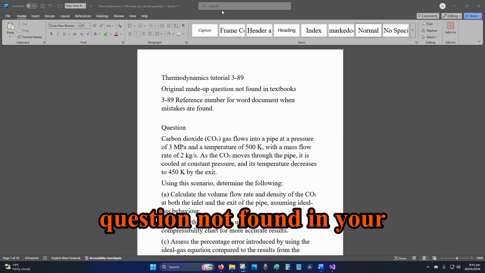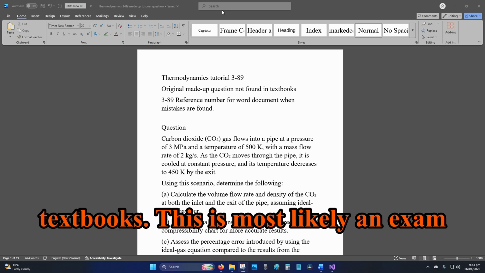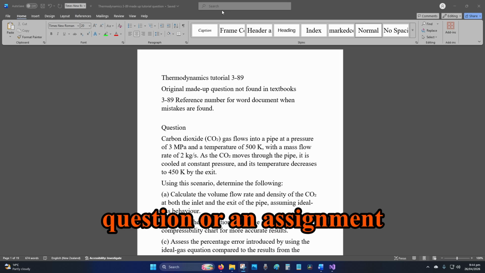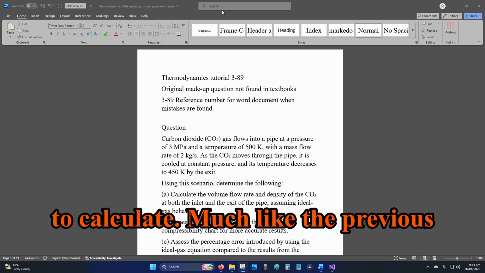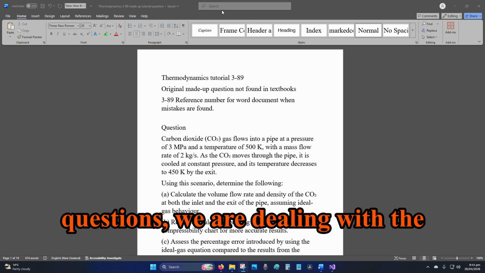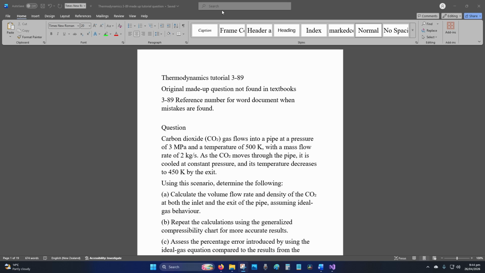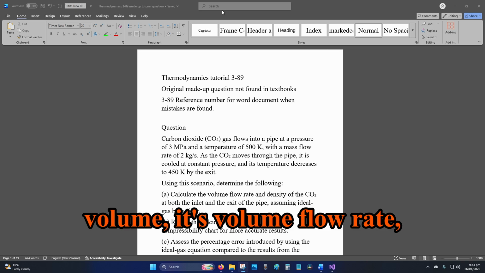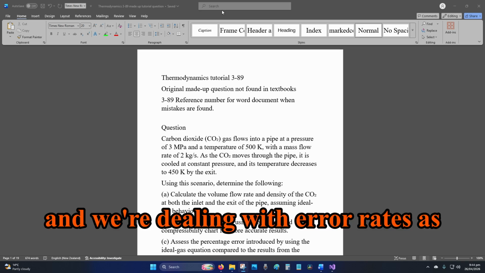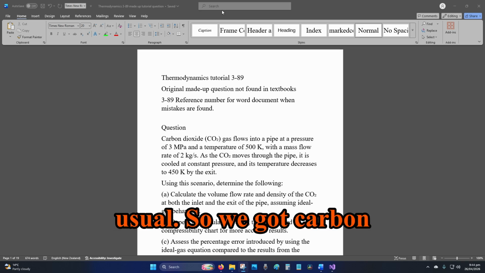This is a made-up question not found in your textbooks. This is most likely an exam question or an assignment question, given how long it takes to calculate. Much like the previous questions, we are dealing with the volume flow rate. So instead of specific volume, it's volume flow rate, and we're dealing with error rates as usual.